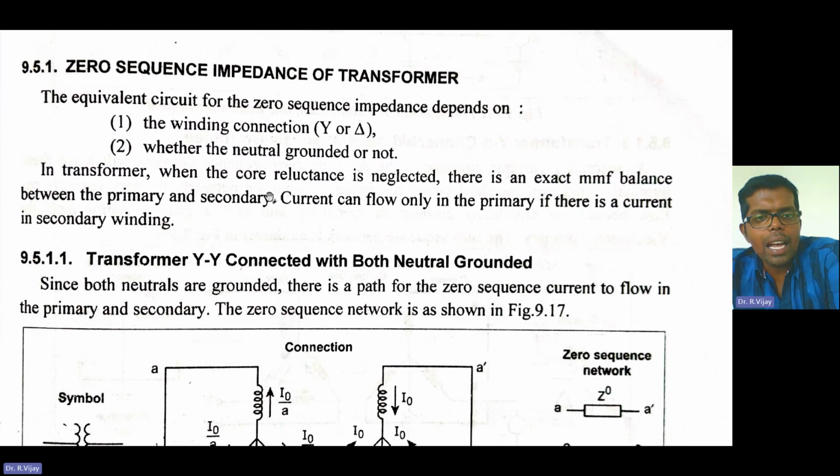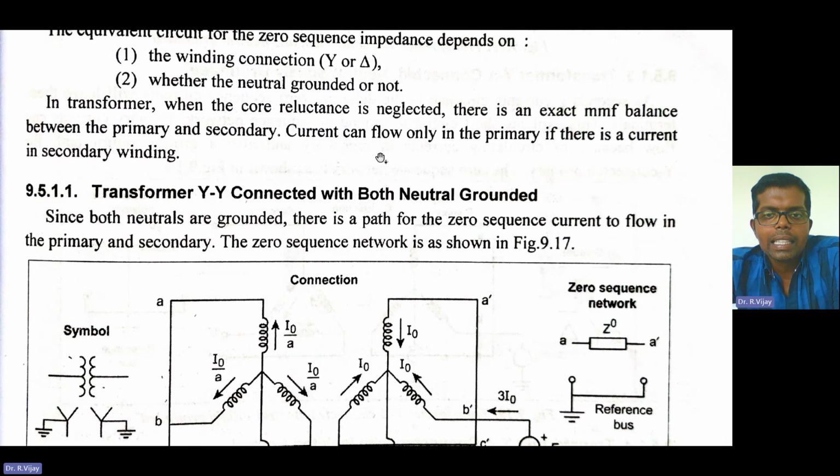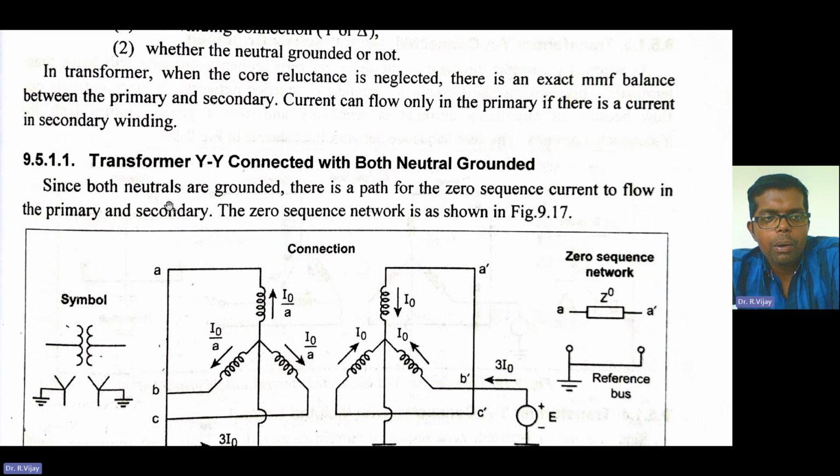In a transformer, when the core reluctance is neglected, there is an exact MMF balance between the primary and secondary. The current can flow in the primary only if there is a current in the secondary winding.